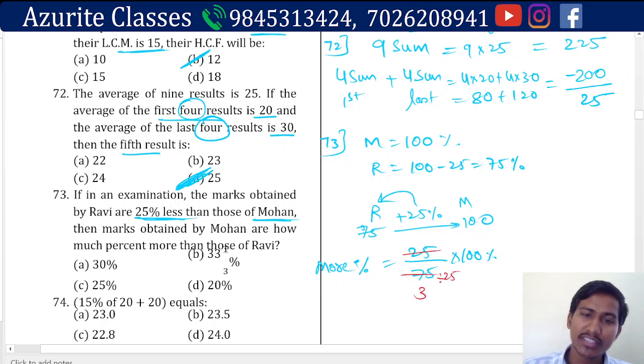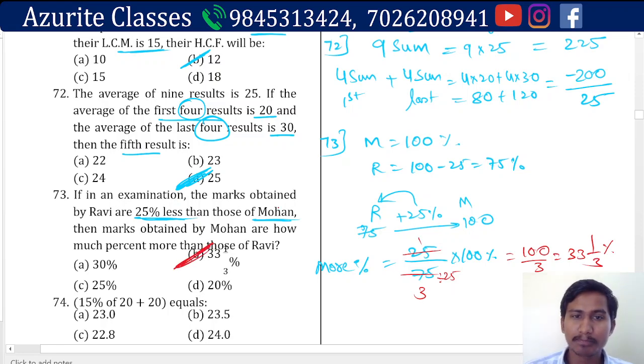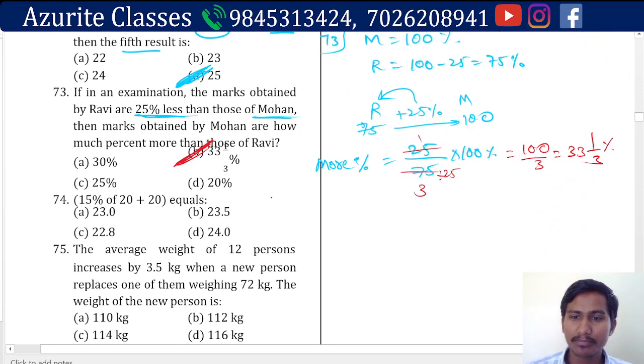25 3s are 25 1s are. So 100 by 3, we know that is 33 and 1 by 3%. Option B here. Okay, 33 and 1 by 3, option B for 73. Okay, good. Next here, students, that is 74 question. So what is 74 question?